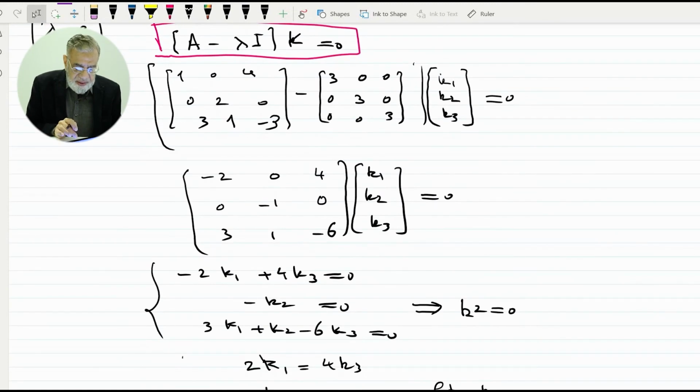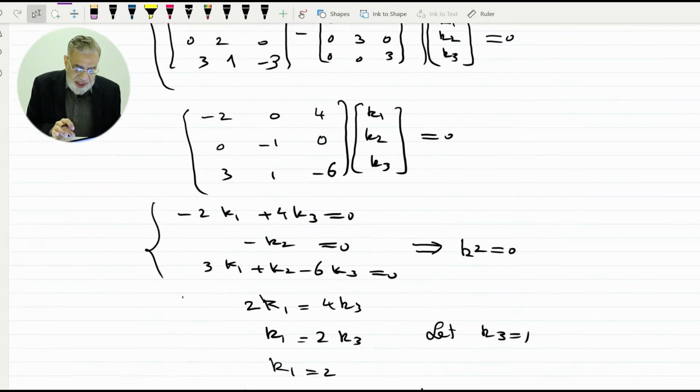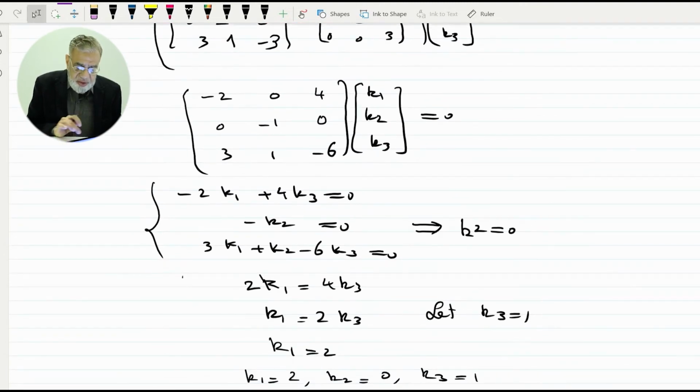I get these three equations. I take the second equation, which gives me the value of k2 equal to 0. Putting k2 equal to 0, from the last equation I get the first equation: 2k1 is equal to 4k3, and k1 is equal to 2k3.